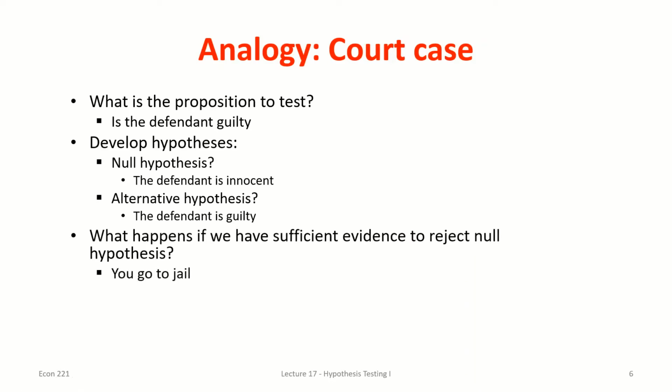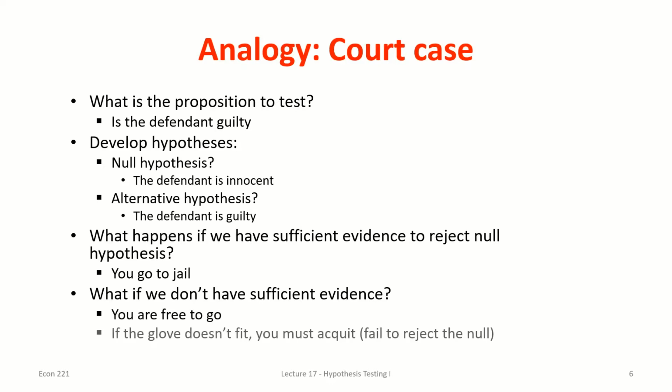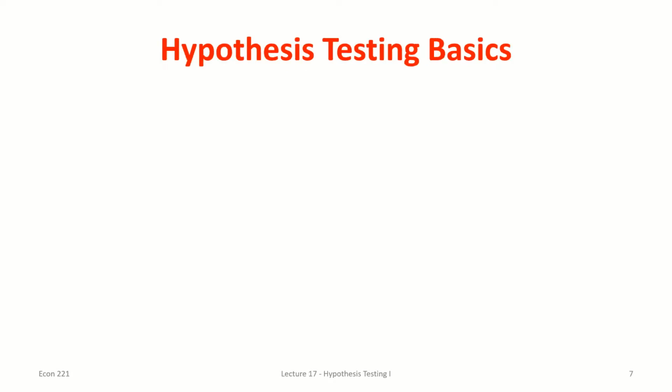With the assumed true state of nature, if we find enough evidence that that's not true, that means the person isn't innocent and they go to jail. If they don't have enough evidence, then we can't reject that assumed true state of nature, the person is innocent, and you go free, right? The glove doesn't fit, you must quit, right? We failed to reject the null. That's a great, no, that's not a good pun.